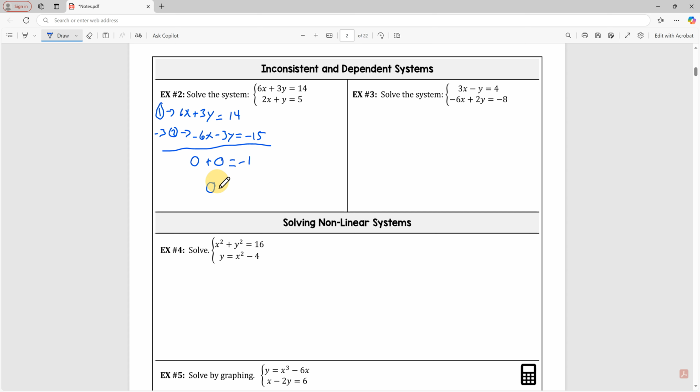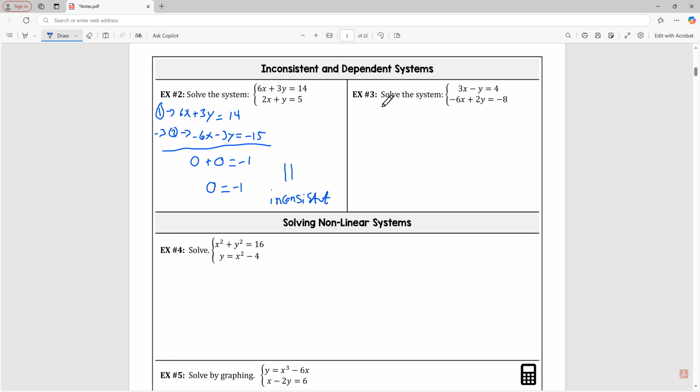Well, no one believes that 0 equals -1, right? And since these are creating a false, a not true statement, these are parallel lines. These lines are parallel. There is no solution to this. These are inconsistent. So that's what an inconsistent system would look like. We have an answer that just comes out false.